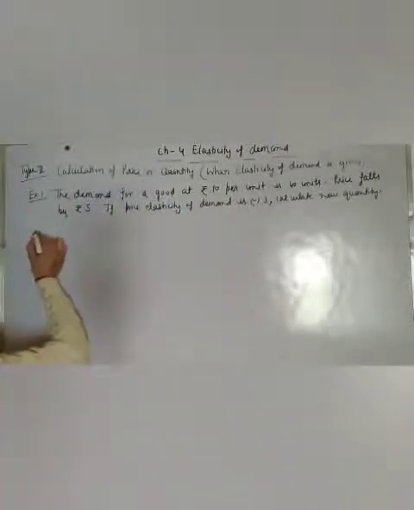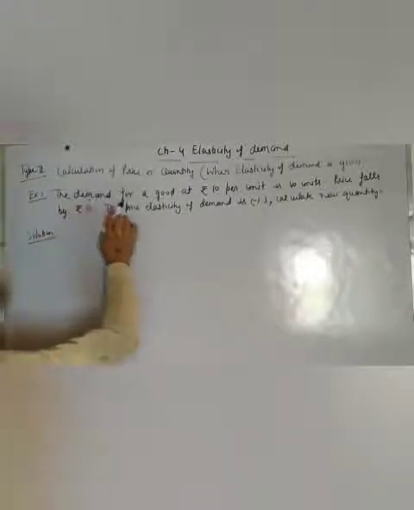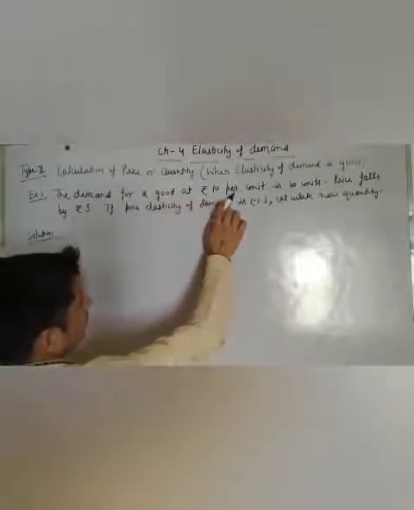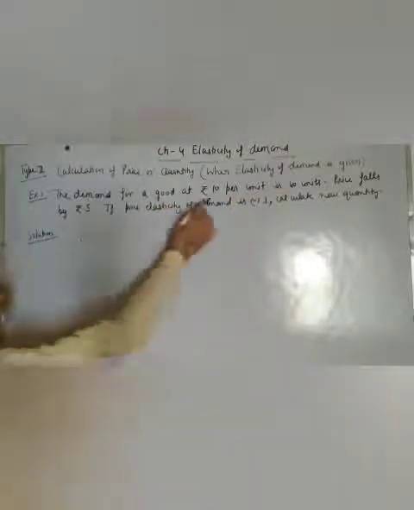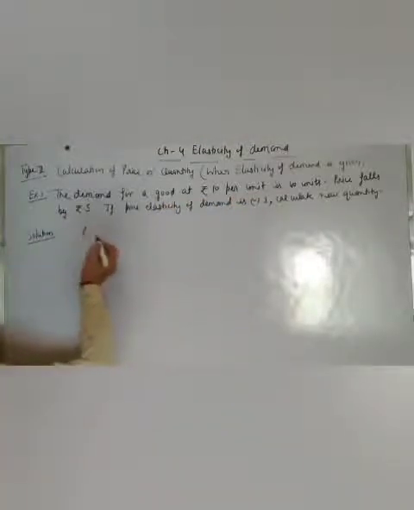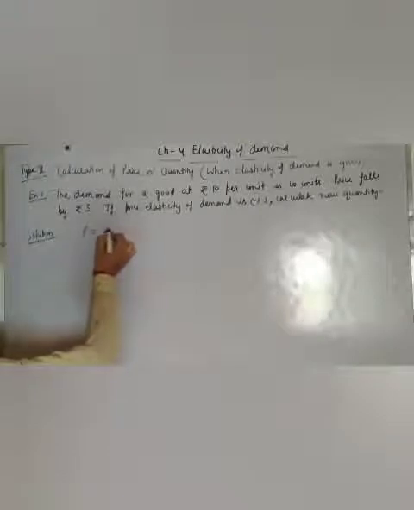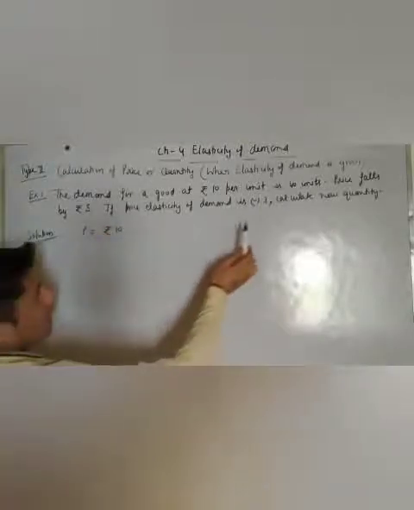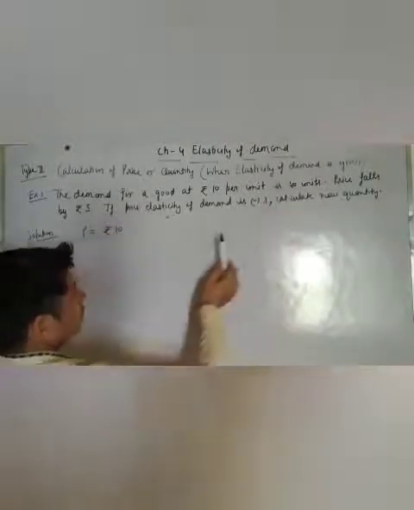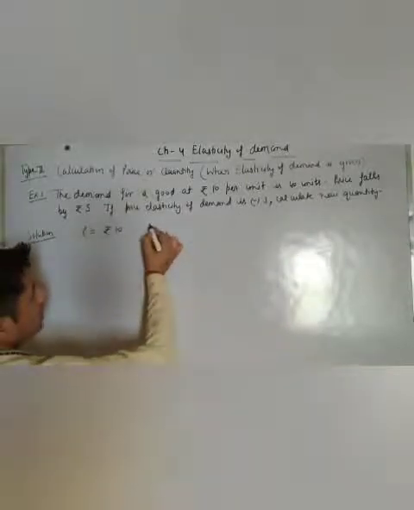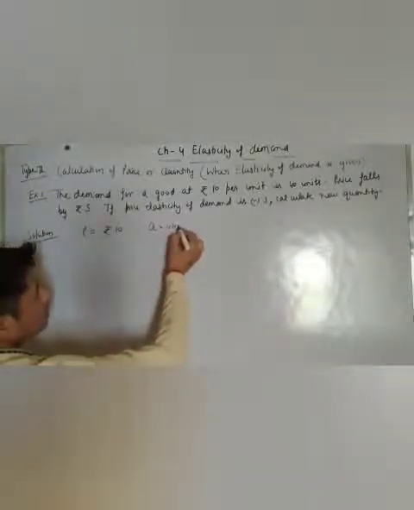See how will you solve this? The demand for a good at rupee 10 per unit means this is the initial price. Initial price means P, rupee 10, and 40 units means initial quantity, 40 units.